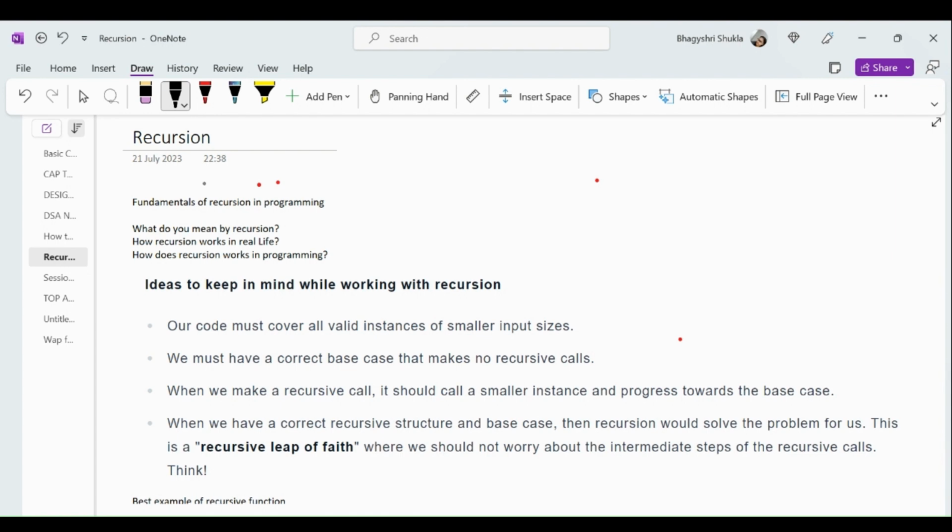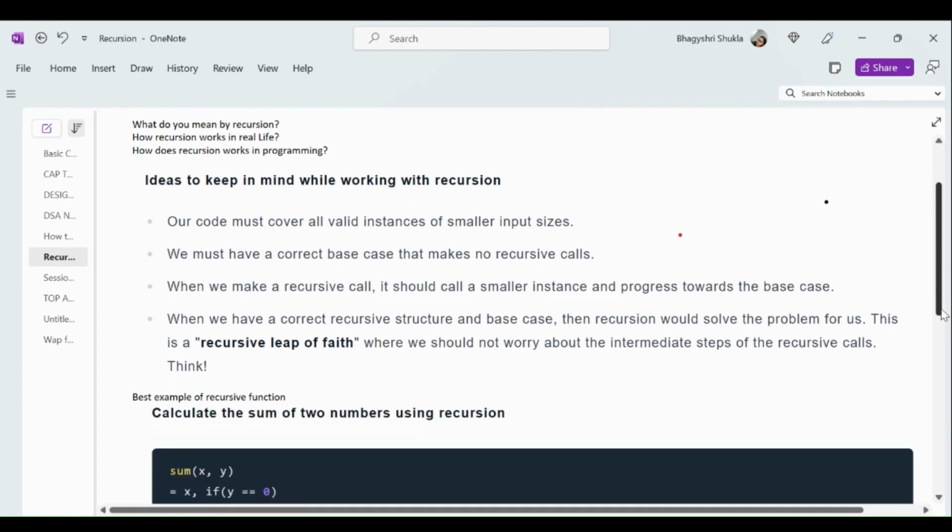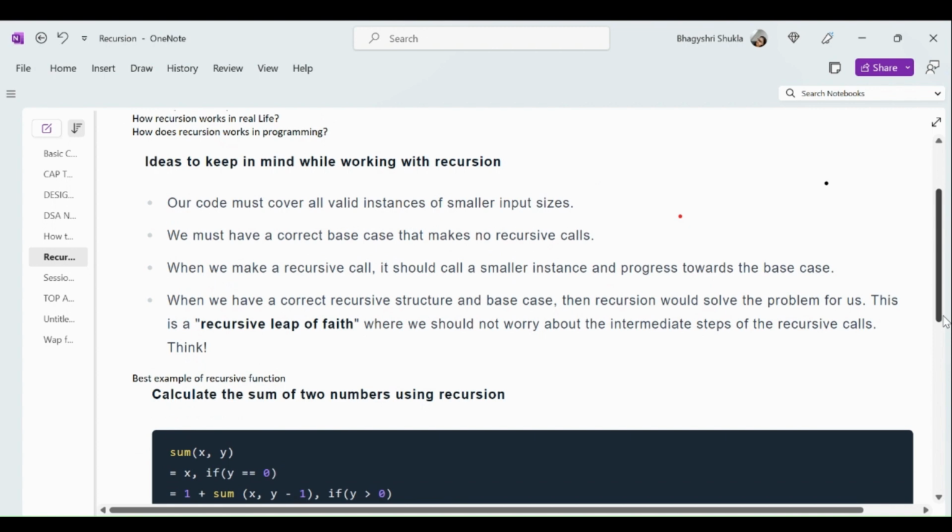Then, when we start to solve the problem, what are the rules or ideas we keep in mind while working with recursion? First, our code must cover all the valid instances of the smaller input sizes, as you can see I already wrote here. Second, we must have a correct base case that makes no recursive call.